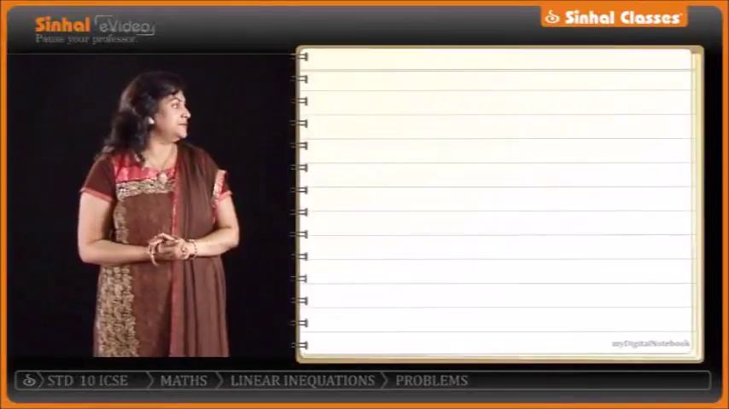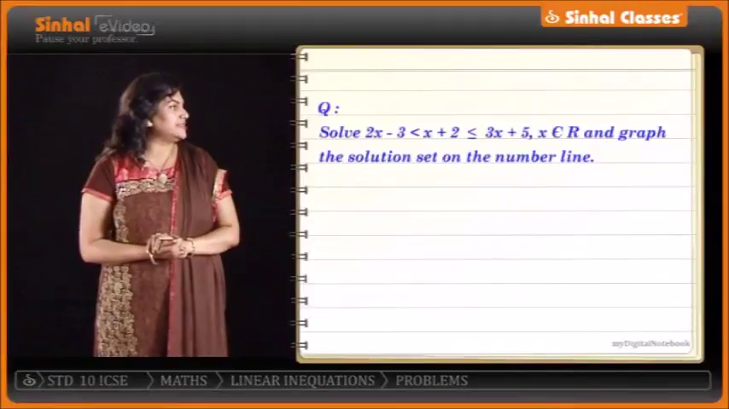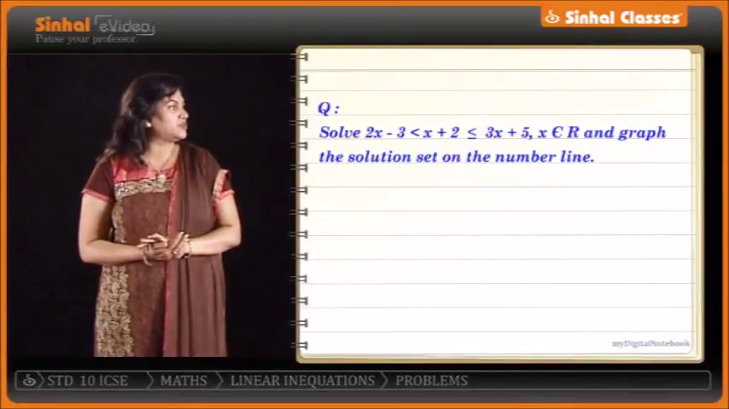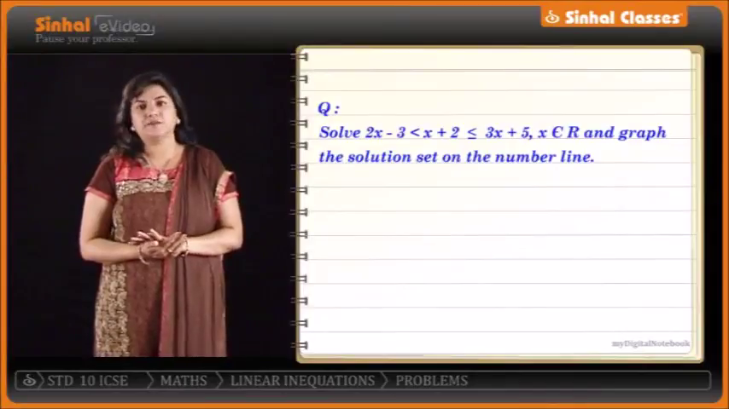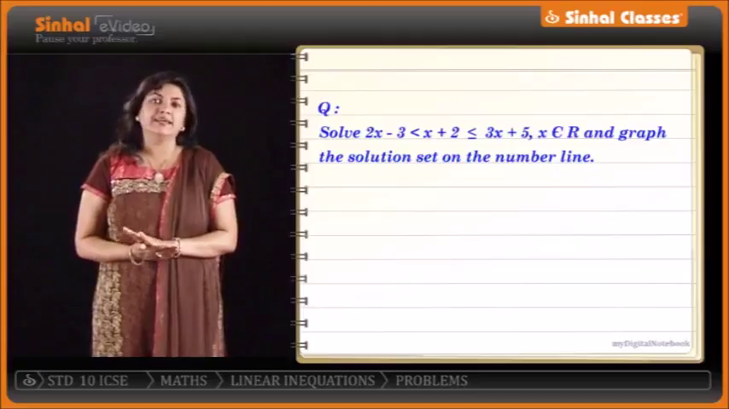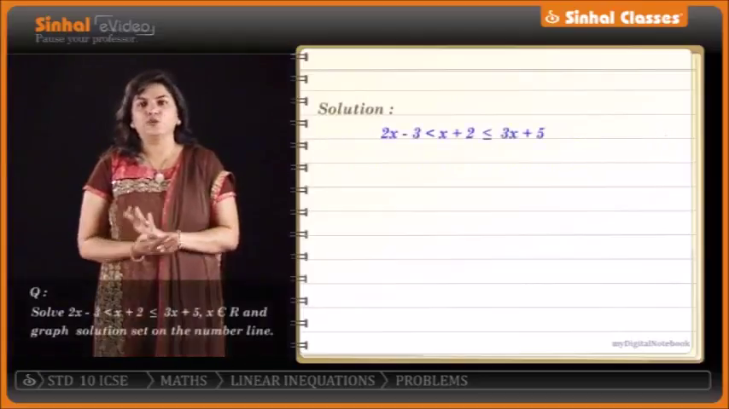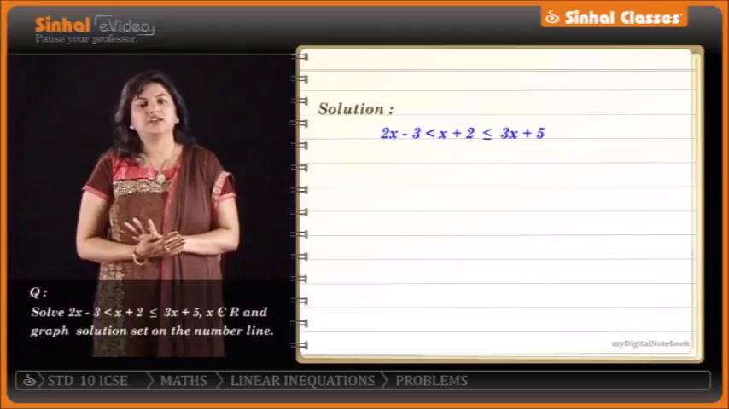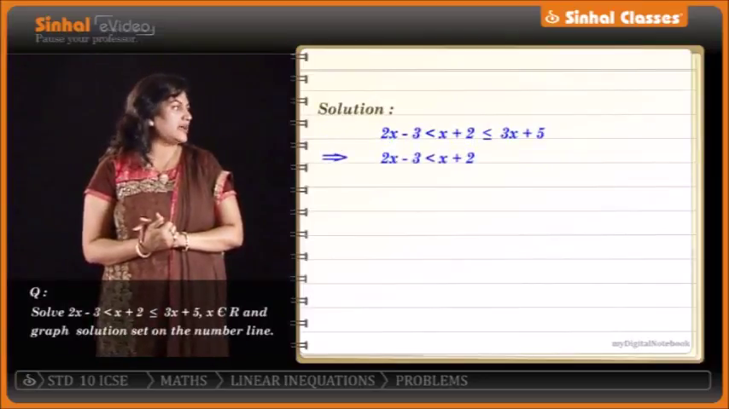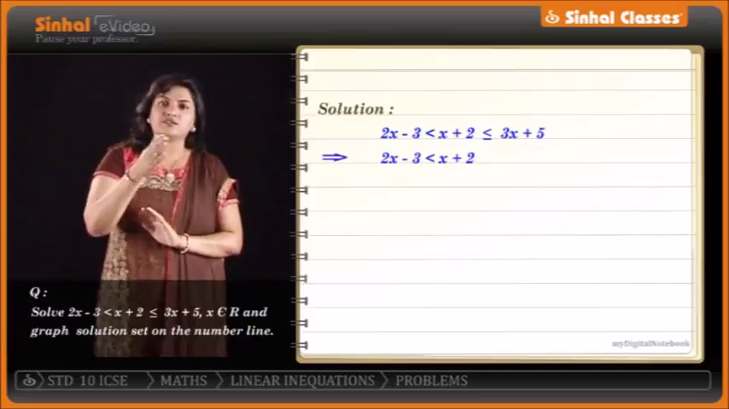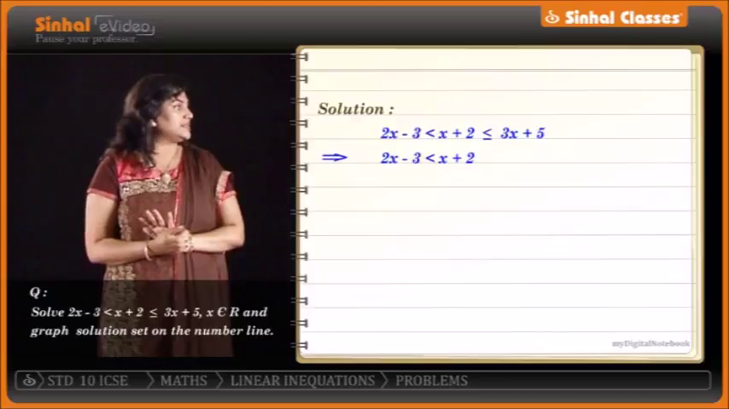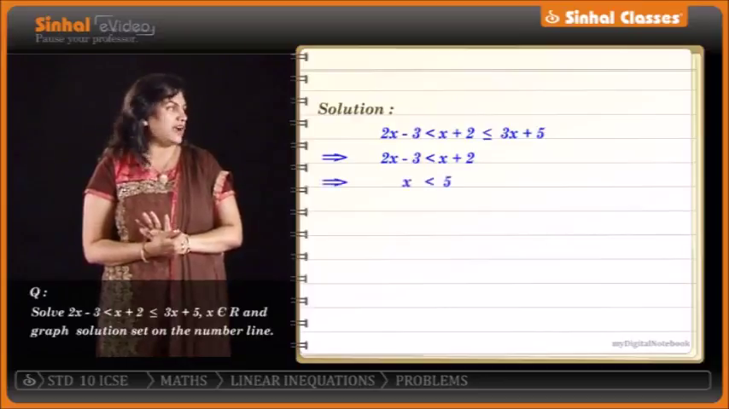Here's the next problem. Solve 2x minus 3 less than x plus 2 less than equal to 3x plus 5, x belongs to R, and graph the solution set on the number line. Here again we have two signs of inequalities, so we separate them as 2x minus 3 less than x plus 2. Transfer x to the left and minus 3 to the right. We get x less than 5.